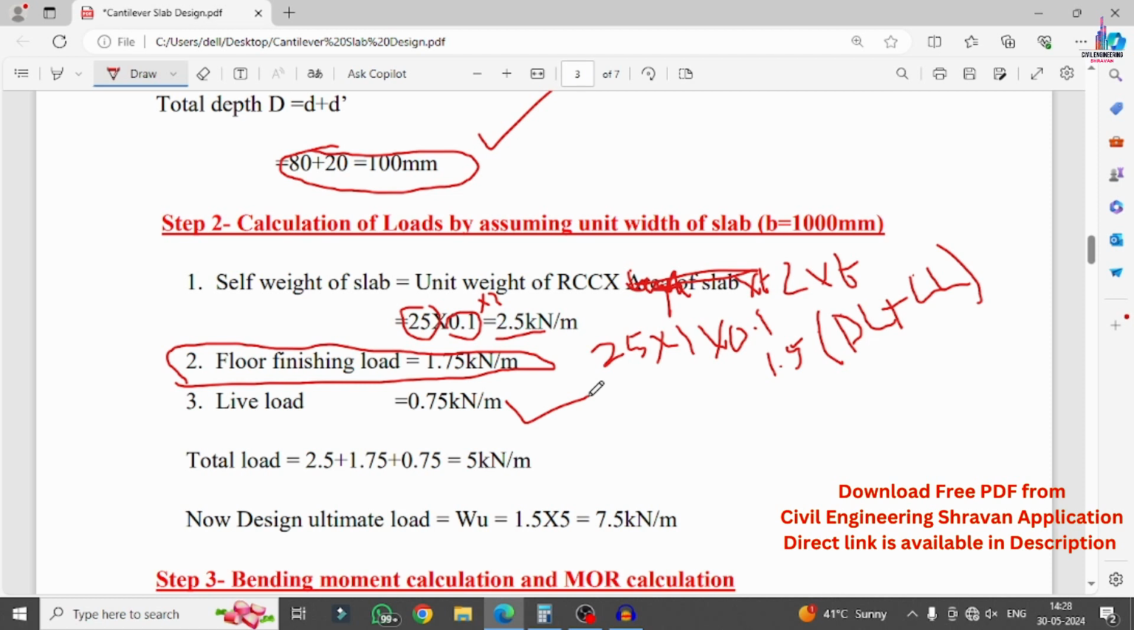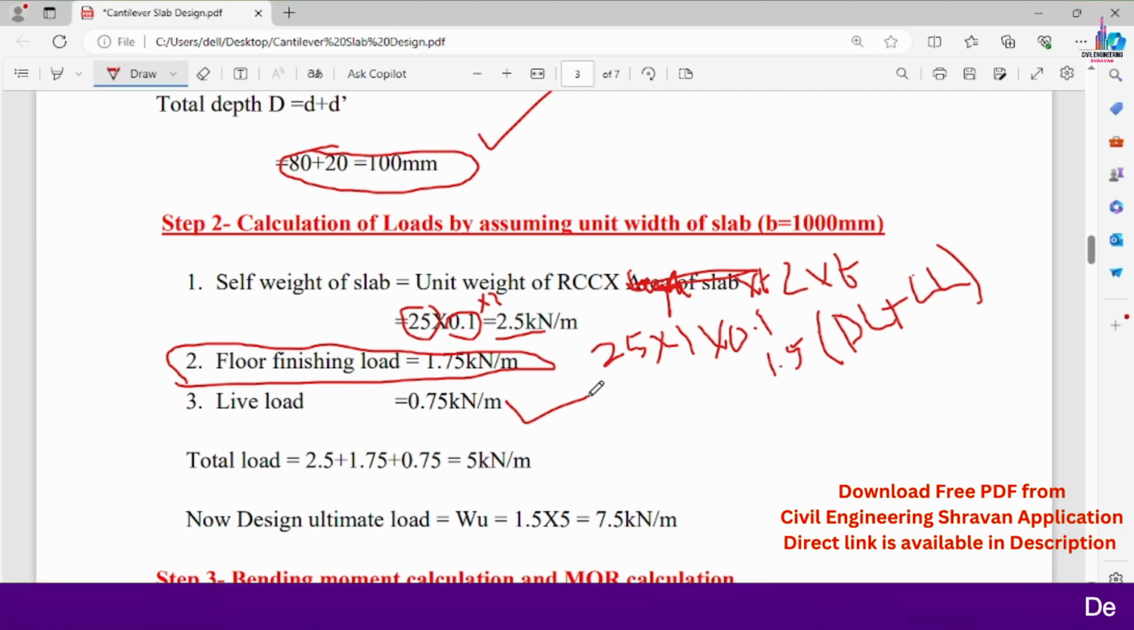So here I am assuming this particular slab will not have access required for it. That's why I am taking 50% of the live load when compared with the simply supported slab. So here I am taking 1.5 divided by 2, which is approximately equal to 0.75 kilonewton per meter, the intensity of the live load I am considering for this particular slab section. Okay. So this is the process of calculating the three types of loads.